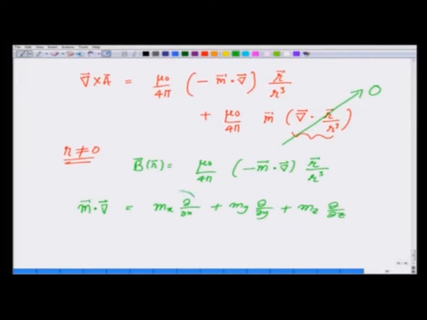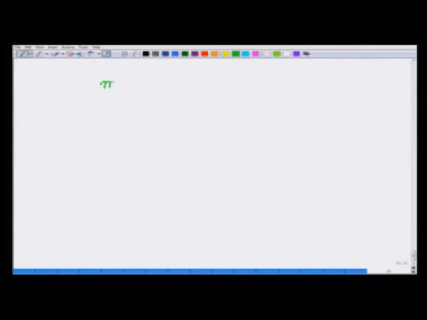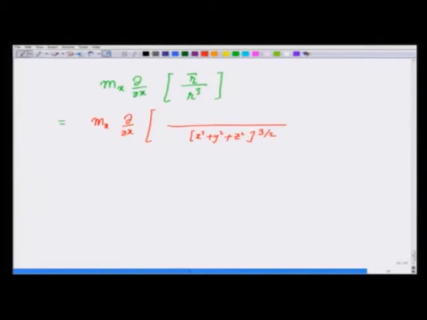Let us calculate one of the terms, and that will give us an idea what the other terms will be like. So, let us calculate m x partial x acting on r over r cubed, which is equal to m x partial x acting on 1 over x square plus y square plus z square raised to 3 by 2, times x in unit x direction plus y in y direction plus z in z direction.